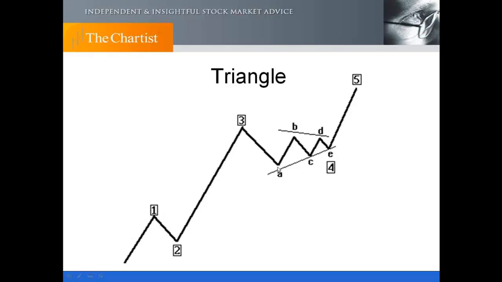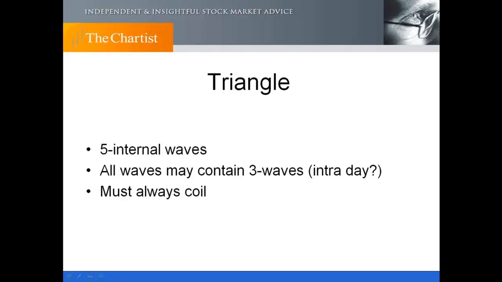So a triangle has 5 internal points. Wave A is always against the current trend. B, C, D, and E. They're the 5 internal points, and they all must be inside each other. So if wave C is outside of wave A, it cannot be a triangle. Wave D cannot be outside of wave B, and wave E cannot be outside of wave C. It has to be a coiling pattern.